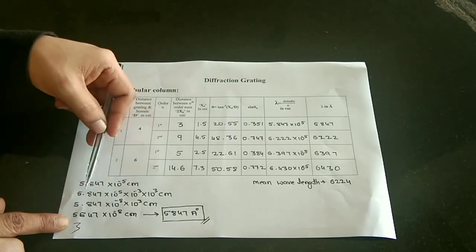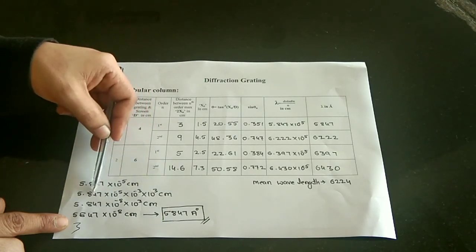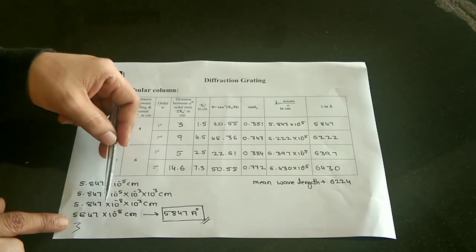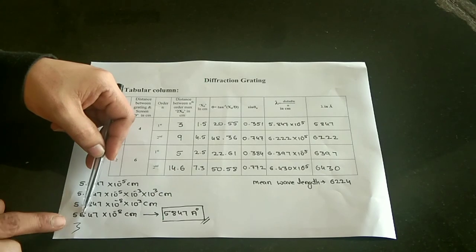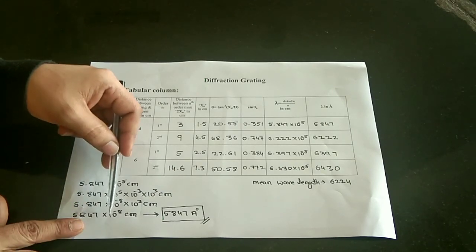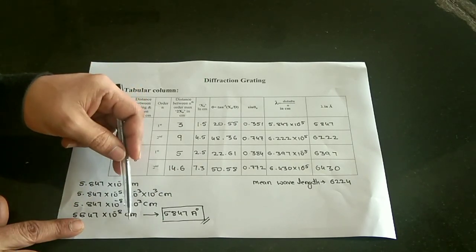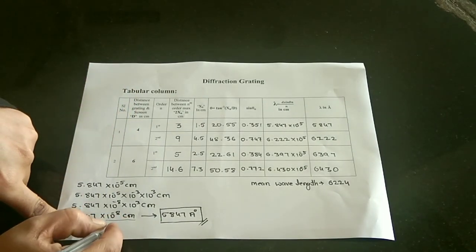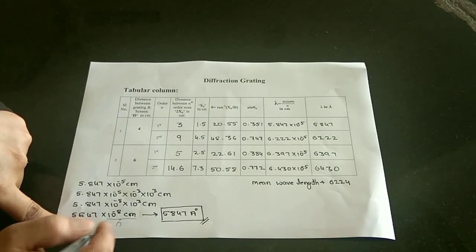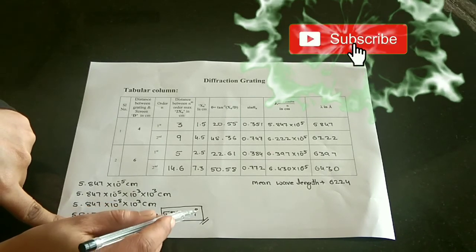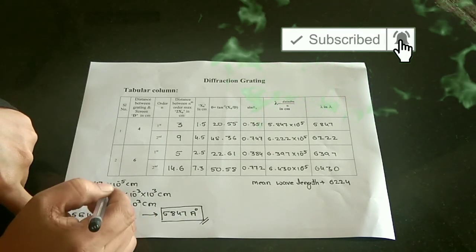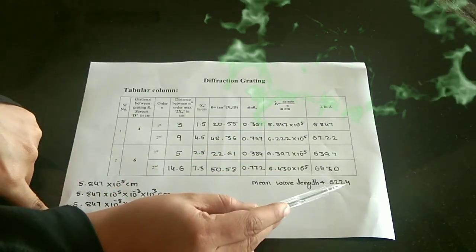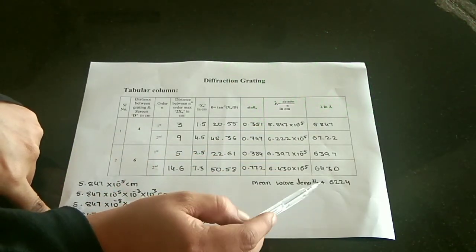So I will multiply the 10 to the power 3 with 5.847, so that it becomes 5847. 1, 2, 3 places the point gets shifted, so it becomes 5847 into 10 to the power minus 8 centimeter. This 10 to the power minus 8 centimeter is nothing but 1 angstrom unit. So my final answer is 5847 angstrom units. This is how we convert from centimeter to angstrom, and finally you will write the result as the average of all the 4 wavelengths.